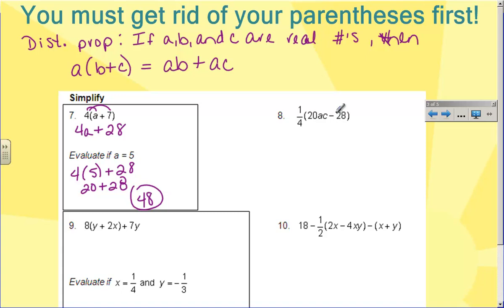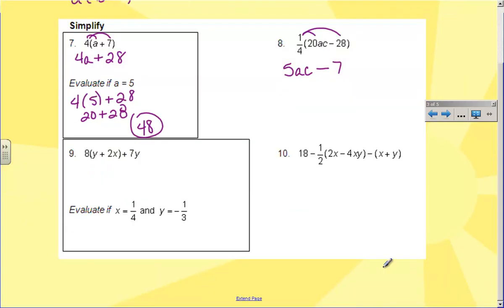Well, that's division. So when I multiply 1/4 times 20A, well, 1/4 of 20, same thing as 20 divided by 4, happens to be 5. And the A has to come along. Then I have to do 1/4 of 28, so I have to do 28 divided by 4. Well, 28 divided by 4 happens to be 7. There was a minus sign in the middle, so there is my simplified expression. This is easier to work with. That's why we simplify it.